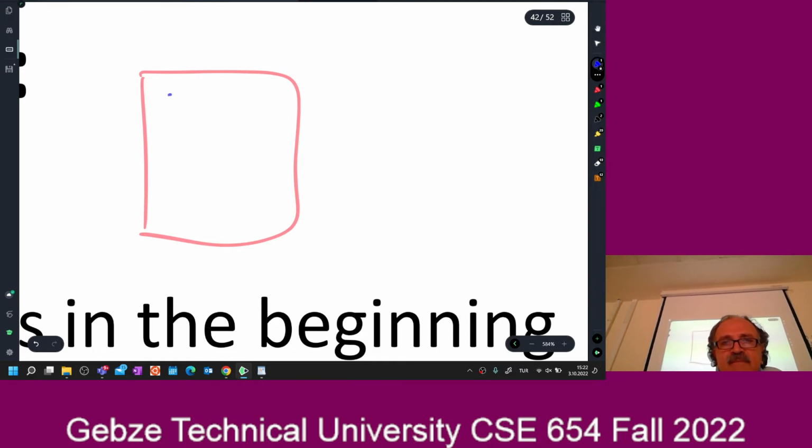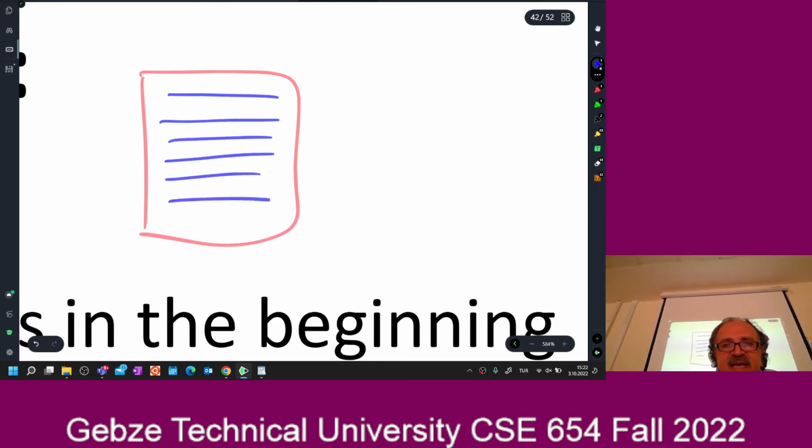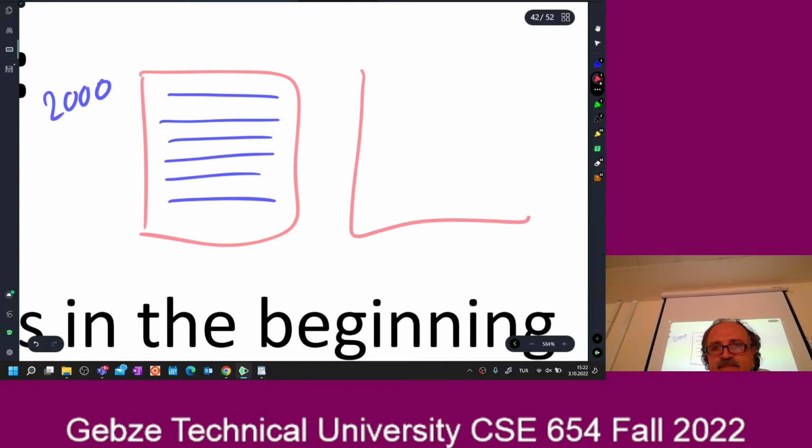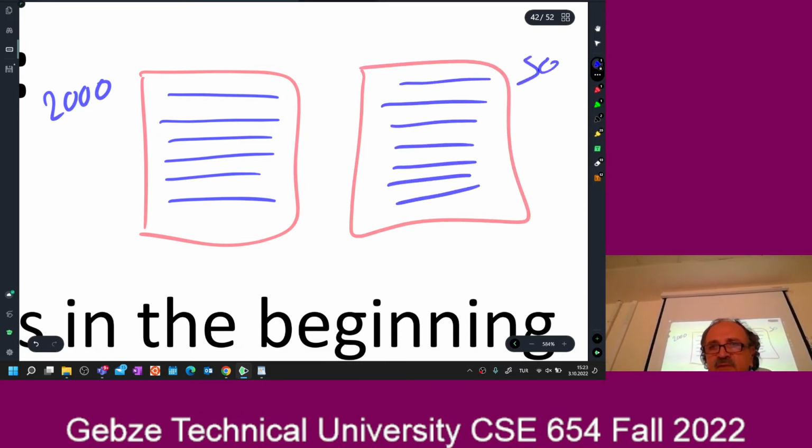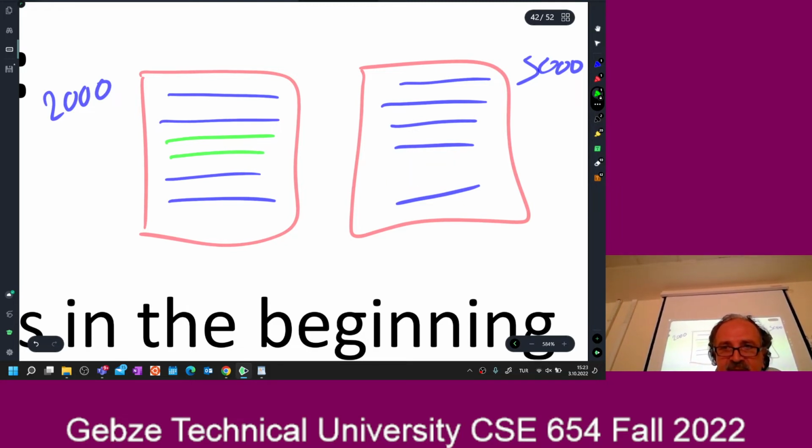Say this text has 2,000 words in it. Another text has 5,000 words, or letters, in it. I'd like to find any significant similarity between these two texts. Let's say these two lines and these two lines are the same or very similar. How do you run the edit distance to find this similarity?